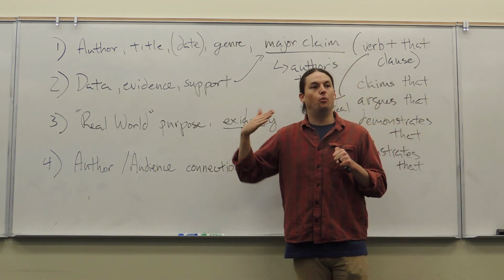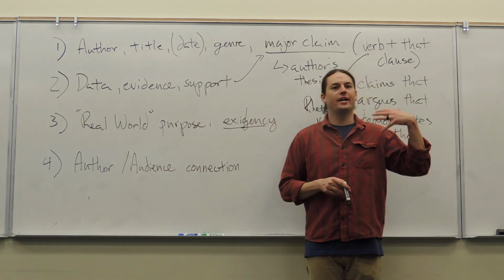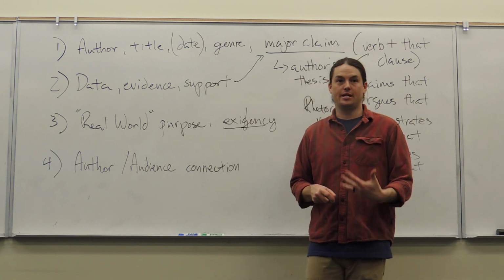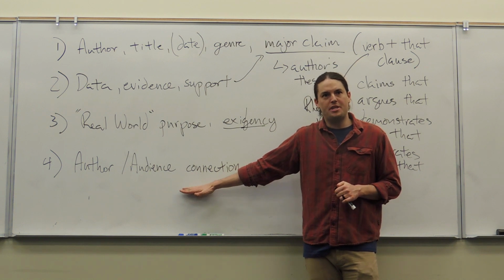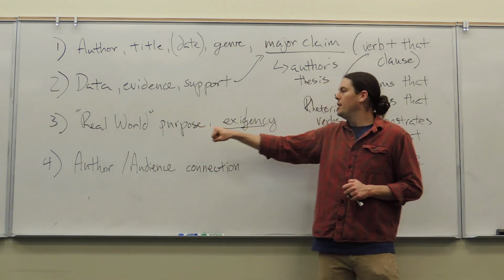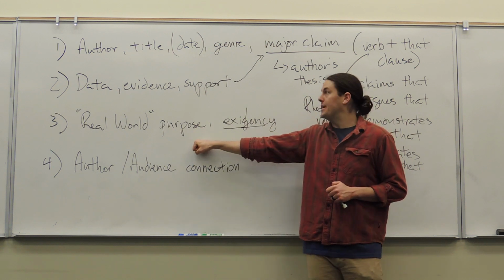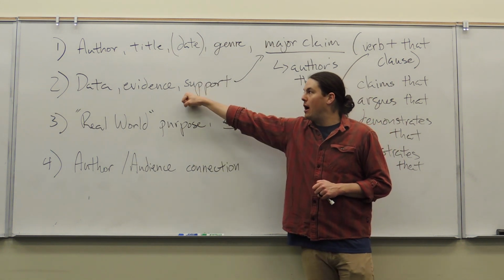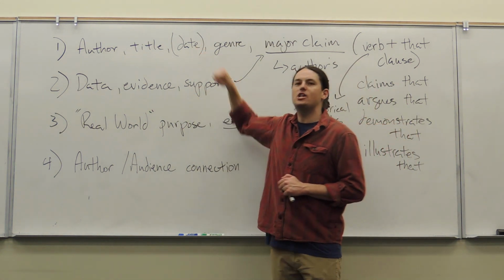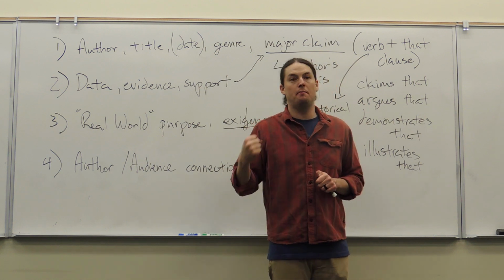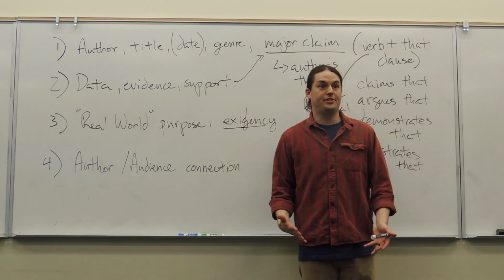to apply to the real world. Finally, how does the author make a connection with their audience? This structure, how does the author make a connection with the audience? What is the real world purpose that the author is trying to serve with this text? How does the author include data, evidence, and support in that text? And what is the major claim that the author is trying to make? These questions are the ones that are answered with a rhetorical précis.